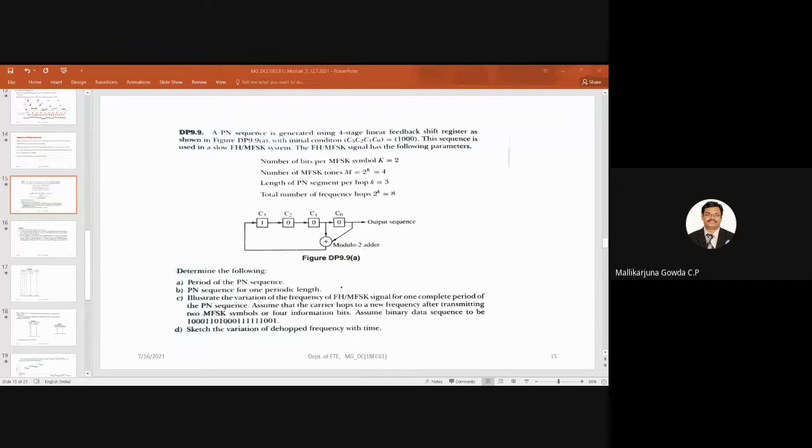And here in the problem he has given the length of the PN segment per hop as 3. So the total number of frequency hops, 2 power k, will be 8. Meaning 3 bits is the hopping frequency, and you can start from FC0 to FC7. And here 2 bits is one symbol, so you can denote 00, 01, 10, and 11 as F0, F1, F2, F3.